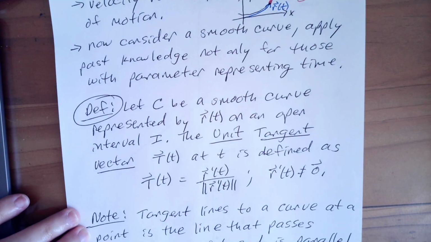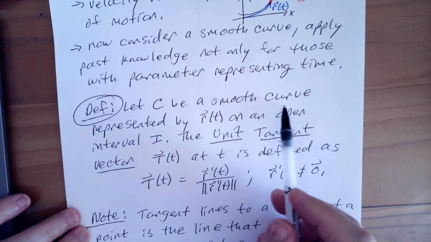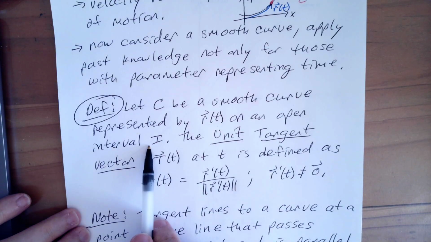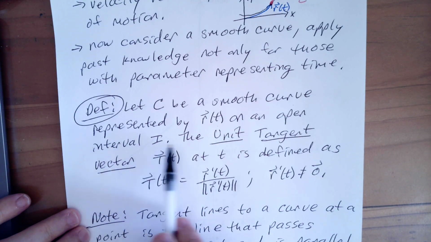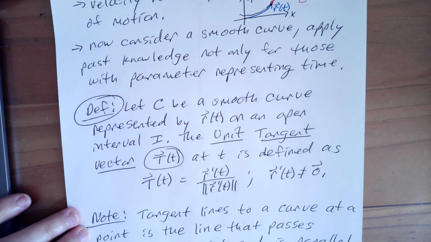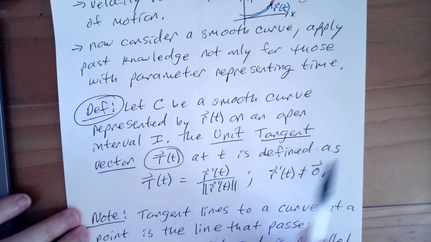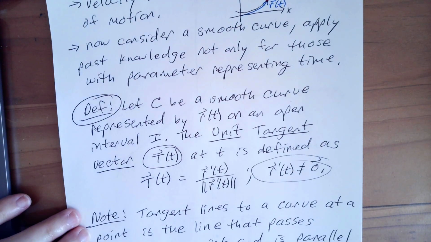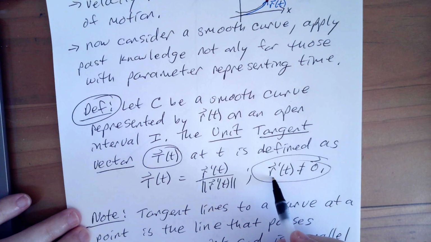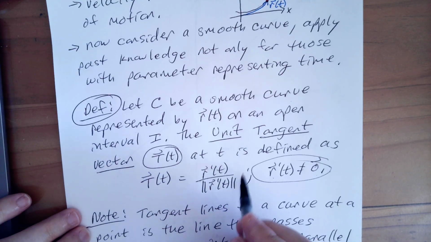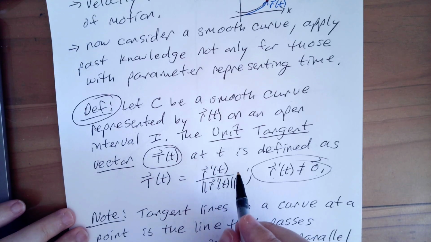let's start with a definition. We're going to let C be a smooth curve represented by r of t on an open interval I. So this new concept of a unit tangent vector, it's denoted by this T of t, is defined to be r prime of t over the magnitude of r prime of t, and for obvious reasons, can't have division by 0, so got to make sure that we have r prime of t is not equal to the 0 vector.